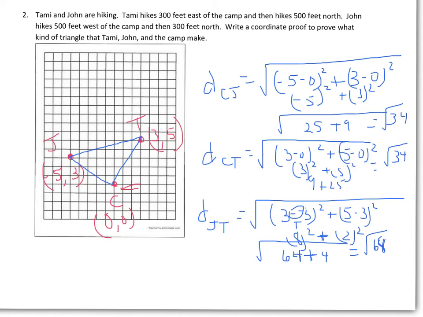So as you can see, that side is different. So we have two sides the same using the distance formula here. And therefore it's isosceles, so two sides equal. So therefore it is an isosceles triangle.